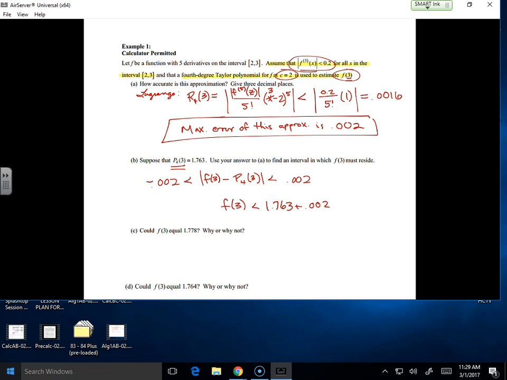Can we leave it like that? Yeah, that works. Well, if we have a numerical expression, remember, you can always leave it. But technically, if you want to know what that would end up being, it would end up being that f of 3 is in between 1.761 and 1.765.